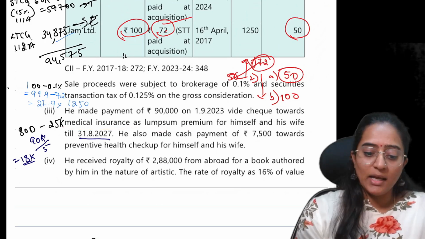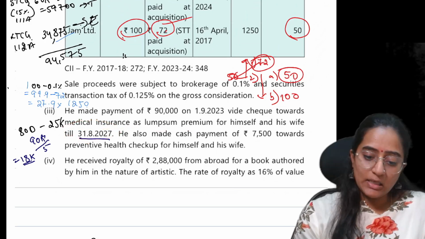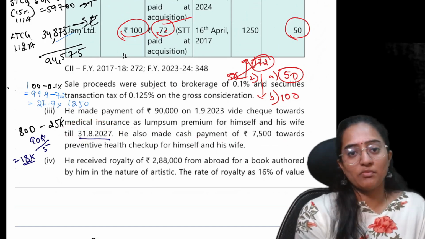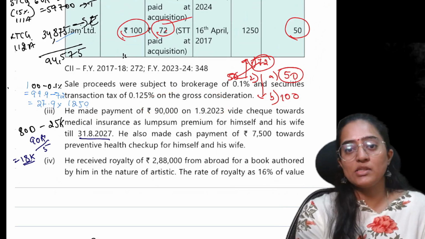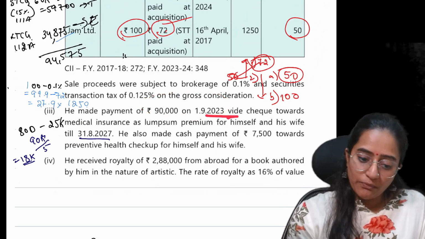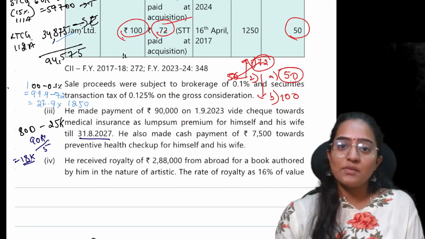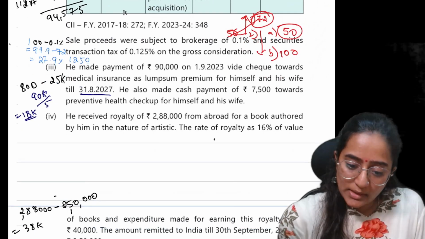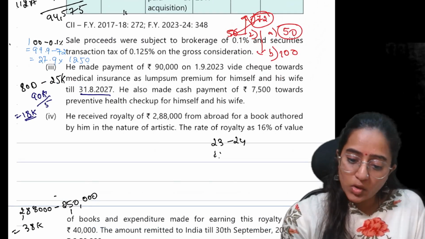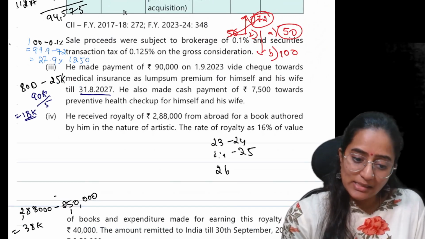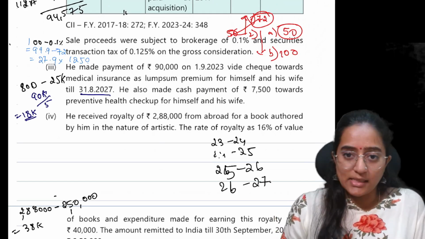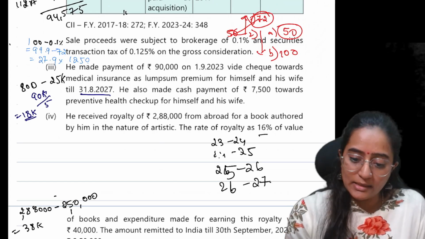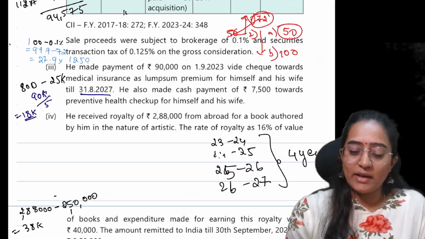premium for himself and his wife till 30th September 2027. He also made the cash payments of 7,500 towards the preventive health checkup. First of all, he made this 90,000 rupees payment on this date. From what date till what date? Till 2027. So what does it mean? Right from 23-24, 24-25, 25-26, and 26-27. From how many years till how many years can you take the exemption? You can take the exemption for 4 financial years.